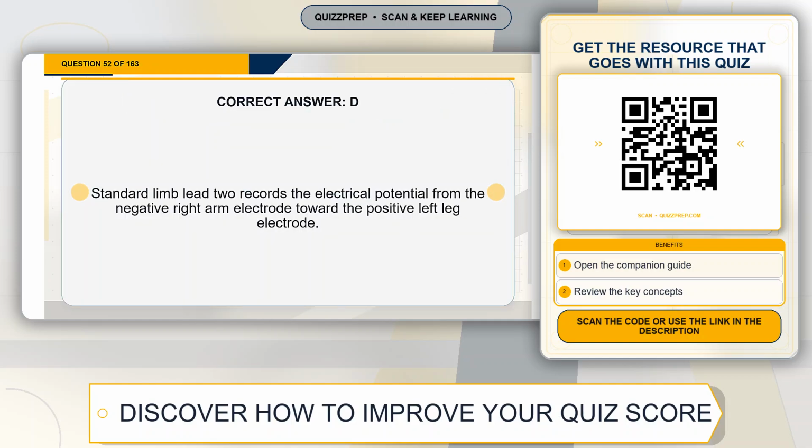Standard limb lead 2 records the electrical potential from the negative right arm electrode toward the positive left leg electrode.